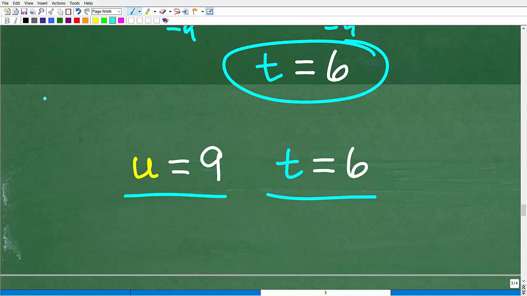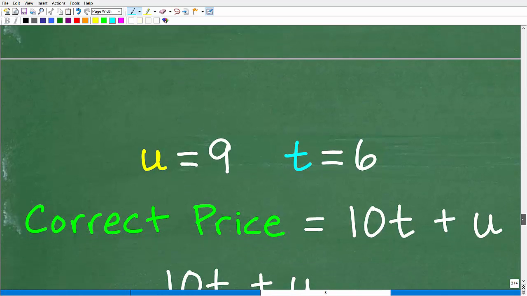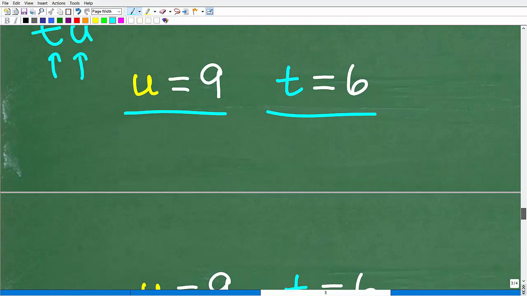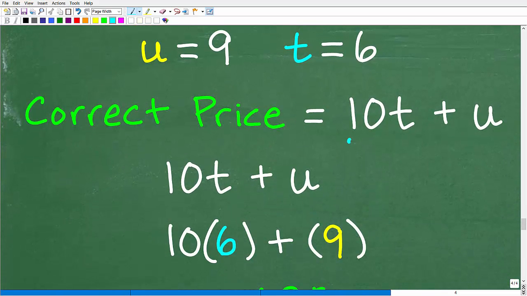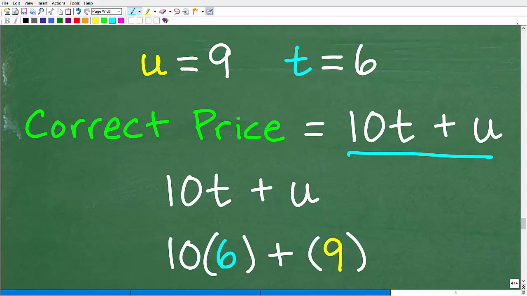So remember, we're going to write a price, though, as t and u, right? So the tens and the units, or the ones digit. Okay, so we have to be very careful here. So let's go build the actual correct price. Okay, so we have to go back to the setup in this problem. So remember, here's our answer, right? So u is equal to 9 and t is equal to 6. So the correct price is 10t plus u. Okay, 10t plus u. So let's not confuse this.